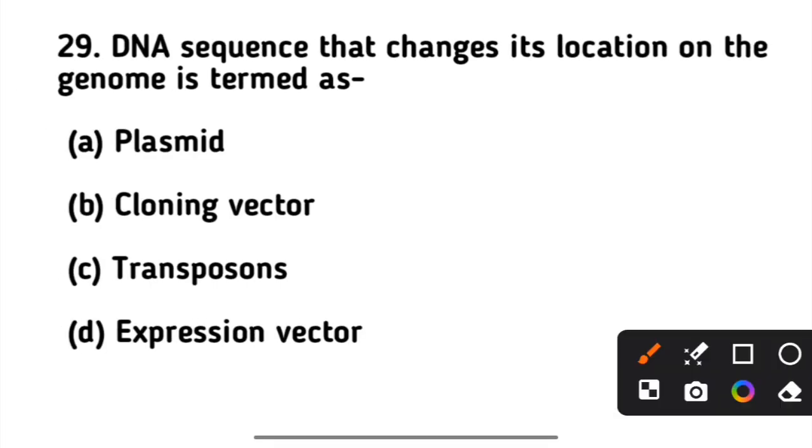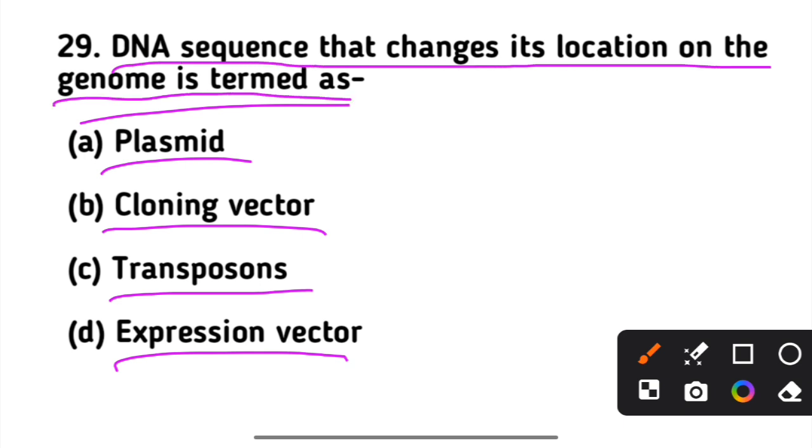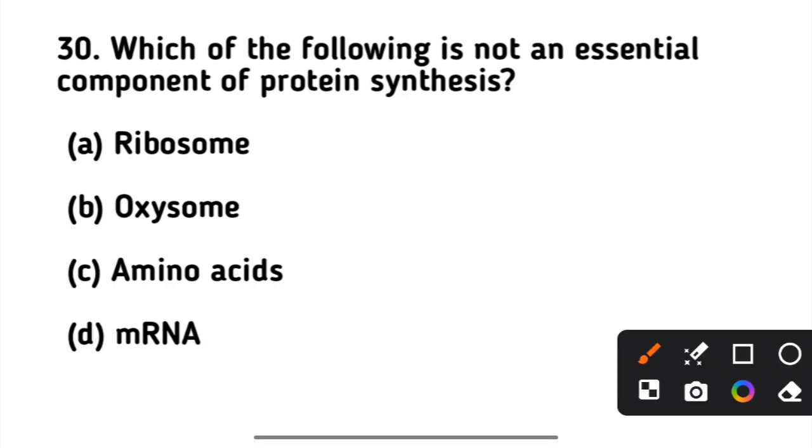Next, DNA sequence that changes its location on the genome is termed as plasmid, cloning vector, transposons, expression vector. Option C is correct. Transposons. Next, which of the following is not an essential component of protein synthesis?